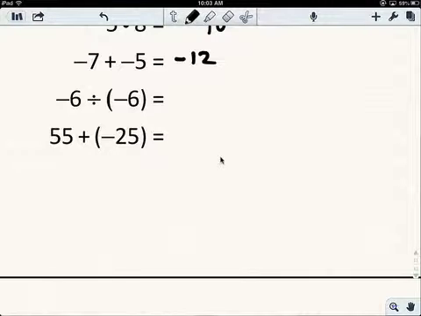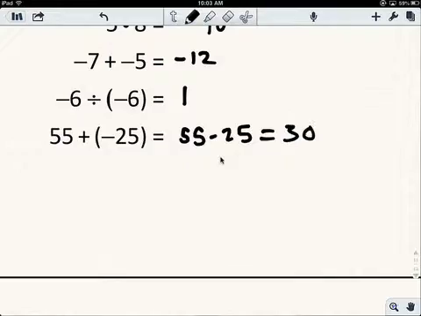-6 divided by -6, negative divided by a negative is a positive. 6 divided by 6 is 1. 55 plus a -25 is just like 55 minus 25, and that is 30.